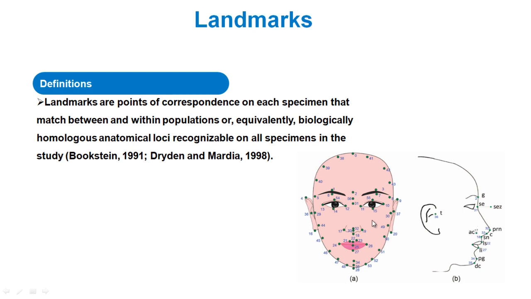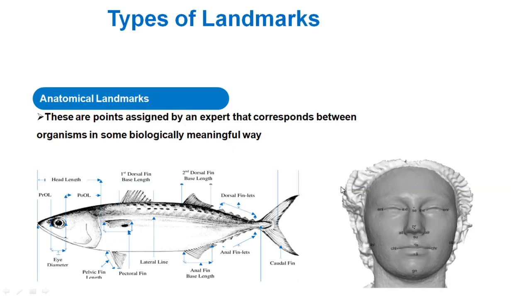So we can point out some biological landmarks in A, though they are mixed together with semi-landmarks. For example, this and this, this and this. They are all biological landmarks. Landmarks can be anatomical landmarks or semi-landmarks. Anatomical landmarks are points assigned by an expert that correspond between organisms in some biologically meaningful way. It must be meaningful biologically.